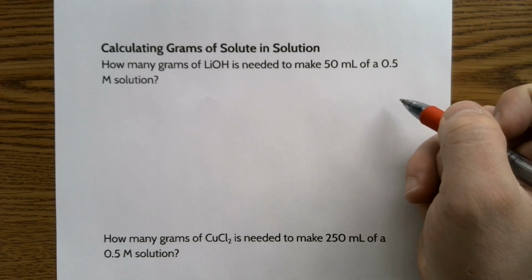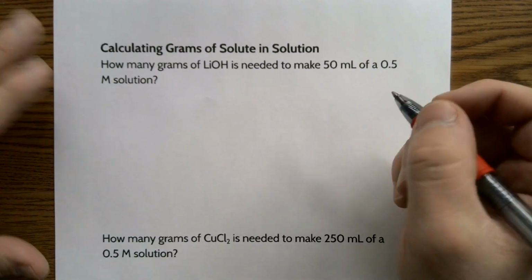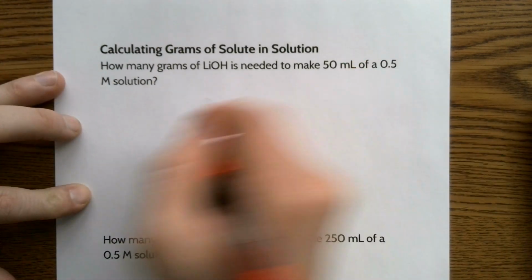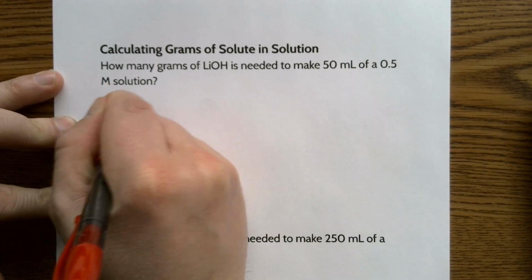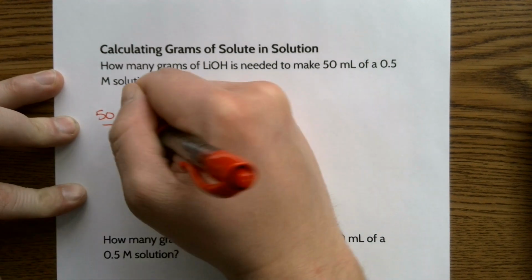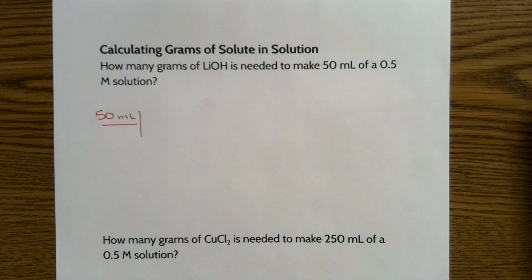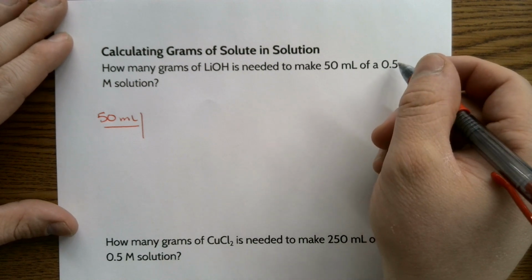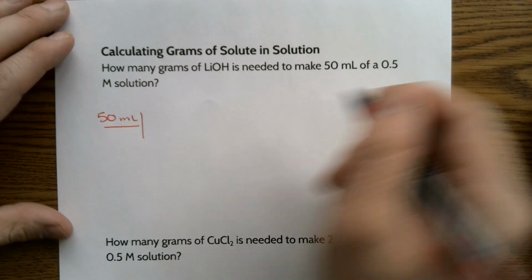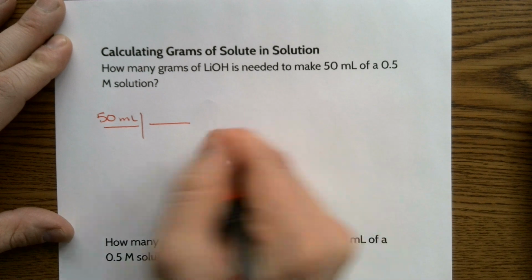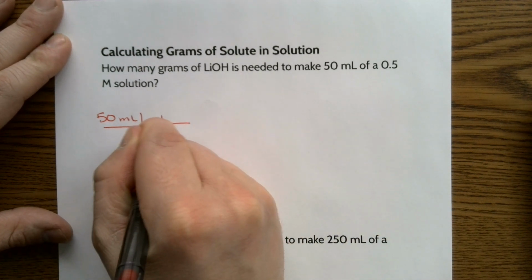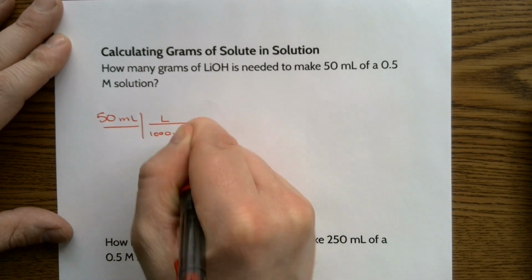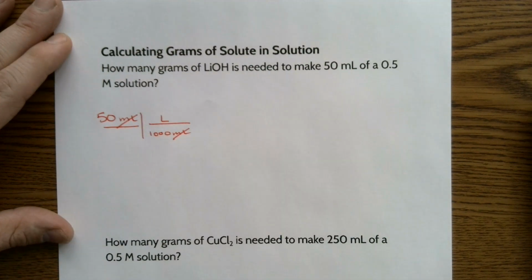So what I'm going to do is start with the given volume. I have 50 milliliters. That's how much I want to make. And I set up my picket fence. Now, I can't work with milliliters. I have to convert them into liters so I can compare it to the molarity of my desired solution. So if I convert this to liters, there's 1,000 milliliters per liter. Those cancel, so now I have my liters.